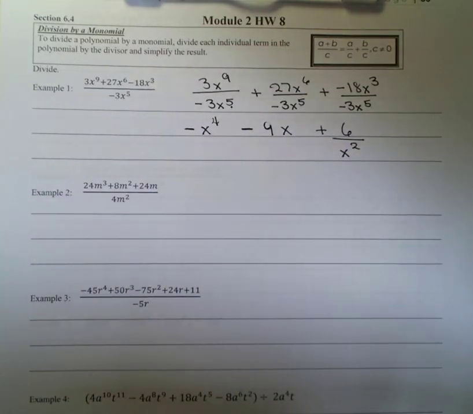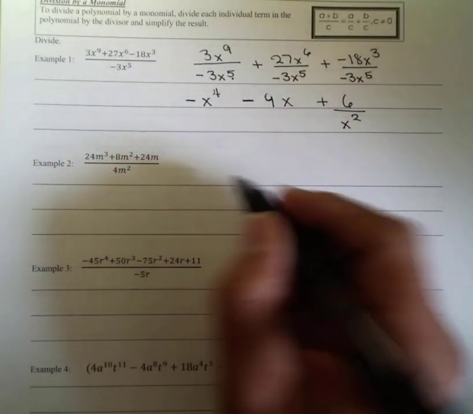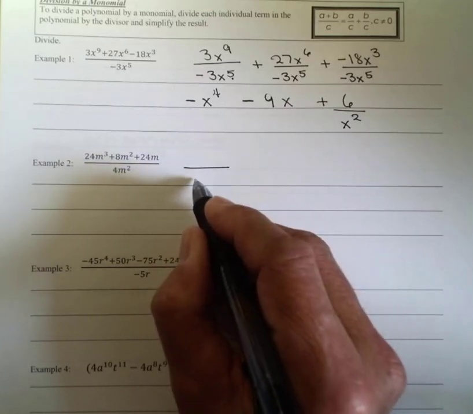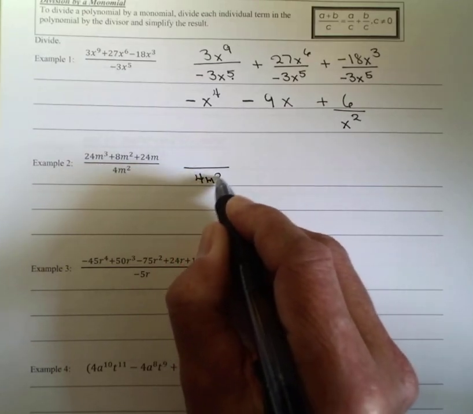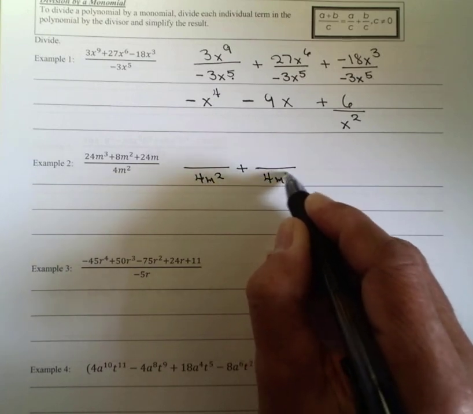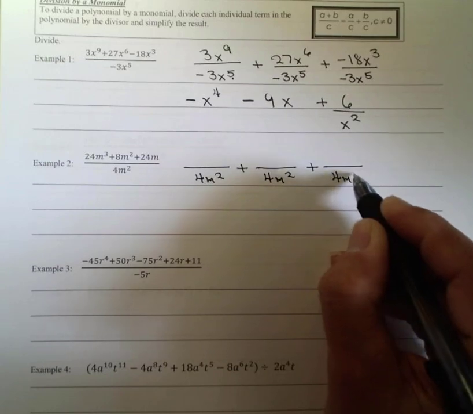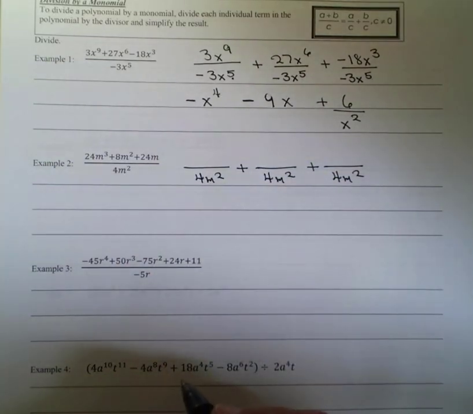Let's look at the next example. First of all, we're going to do the same thing. All of these are positives. Everything's positive, so it's really making my math a little easier. I'll separate them with plus signs. I'm going to put the same denominator for all of them. So 4m squared in the bottom of each of these fractions.